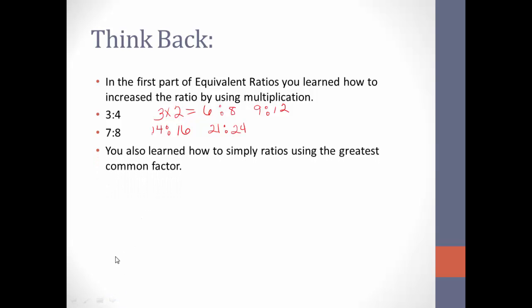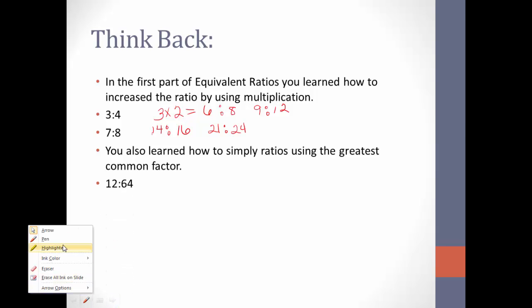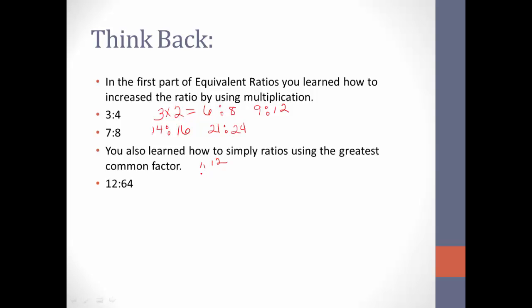You can also learn how to simplify ratios using the greatest common factor. Let's look at 12/64, 12 to 64. Let's list all the factors. 1 times 12, 2 times 6, 3 times 4. Now let's try 64. 1 times 64, 2 times 32.